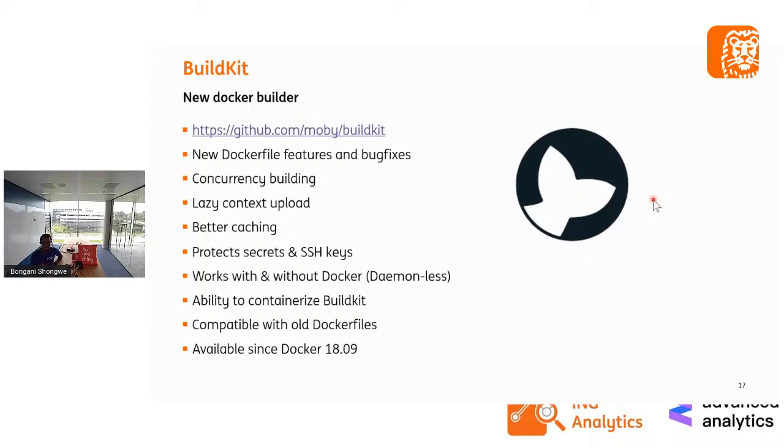It has extremely better caching than previously. It protects your secrets and SSH keys. It works with and without Docker, and it's daemonless. You have the ability, if you want, to containerize BuildKit. So if you want to, you can have a Docker within a Docker. It's also compatible with your old Dockerfiles, so you don't have to make any changes. And you might not know, but it's actually been available since Docker 18.09.